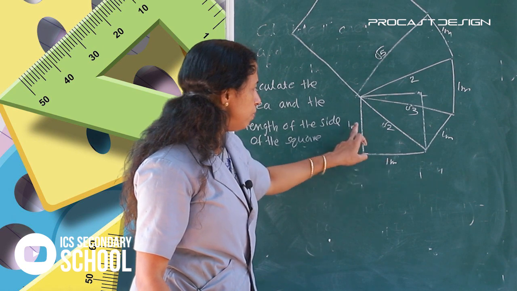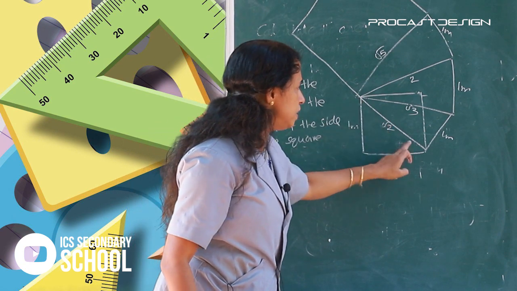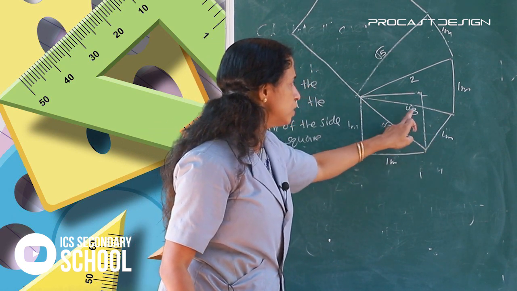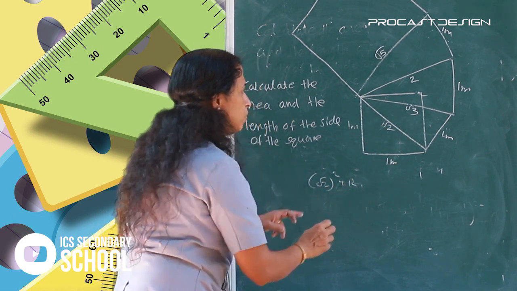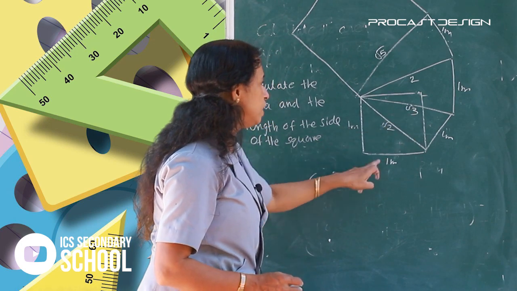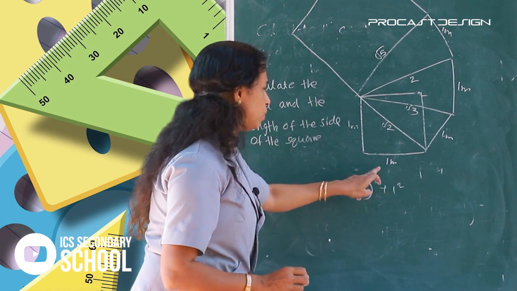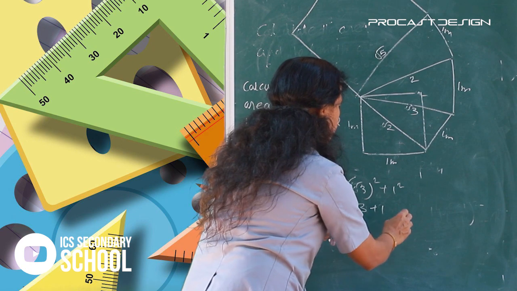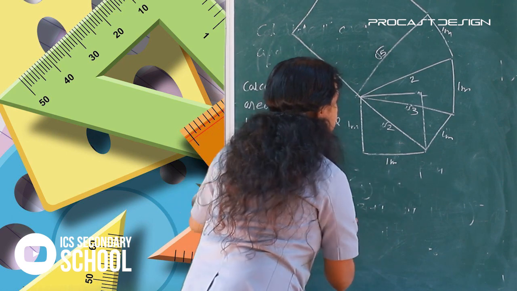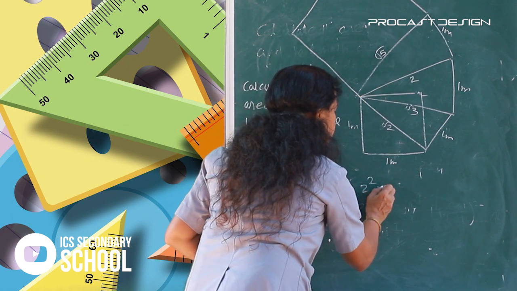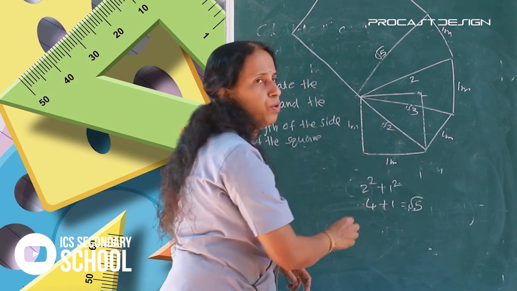Look, the length of this side: 1 square plus 1 square is root 2. In this right triangle, root 2 square plus 1 square, that is 2 plus 1, is root 3. Next, root 3 square plus 1 square: root 3 square is 3, 3 plus 1 is the square root of 4, which is 2. Next, 2 square plus 1 square is 4 plus 1, the square root of 5. This is square root of 5.